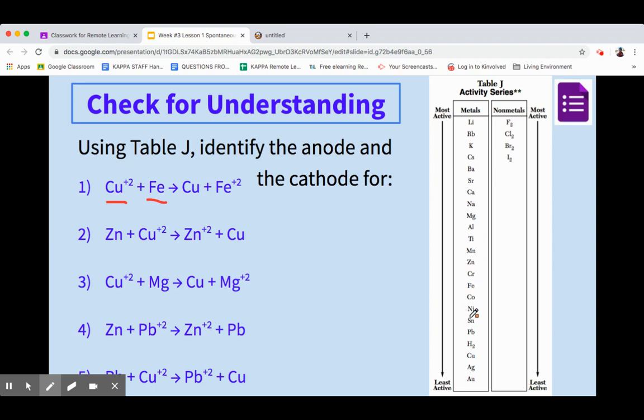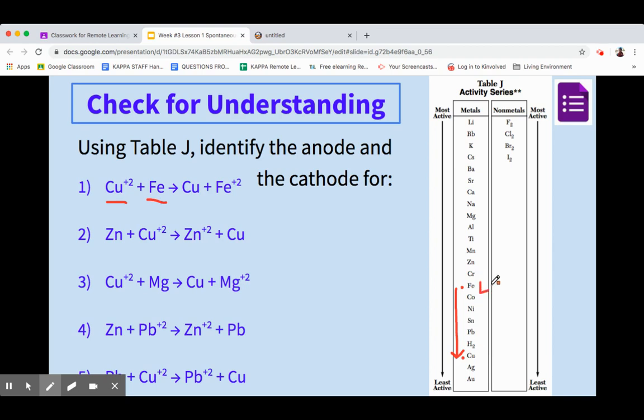So copper is here, and iron is here. So iron is on top. That means what? It's more active. That means it's going to lose its electrons and give its electrons to copper spontaneously. Copper's on the bottom. It's going to be receiving electrons.